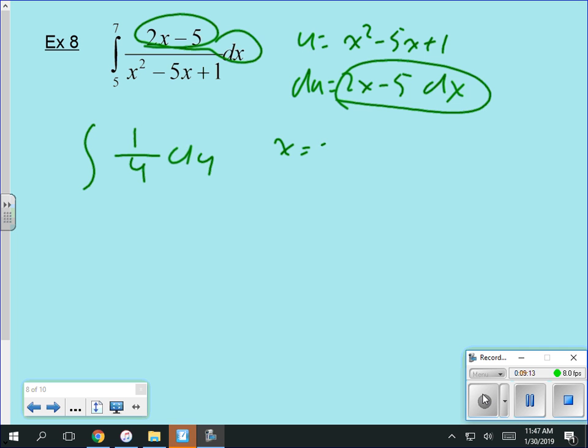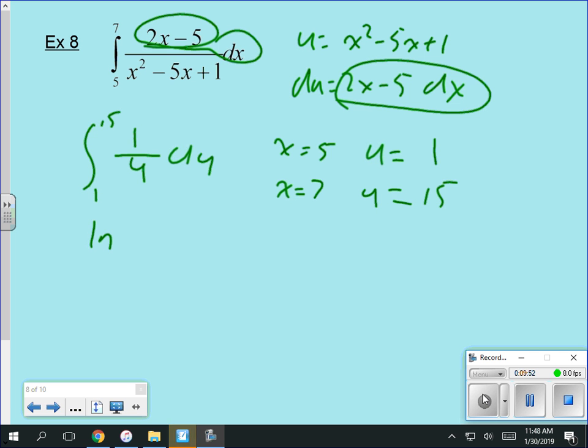So when x equals 5, u equals 1. When x equals 7, u equals, what'd you get? 15? 5? 49 minus 35 is, 50 minus 35 is 15. Should be 15. Okay, so my new bounds are 1 and 15.